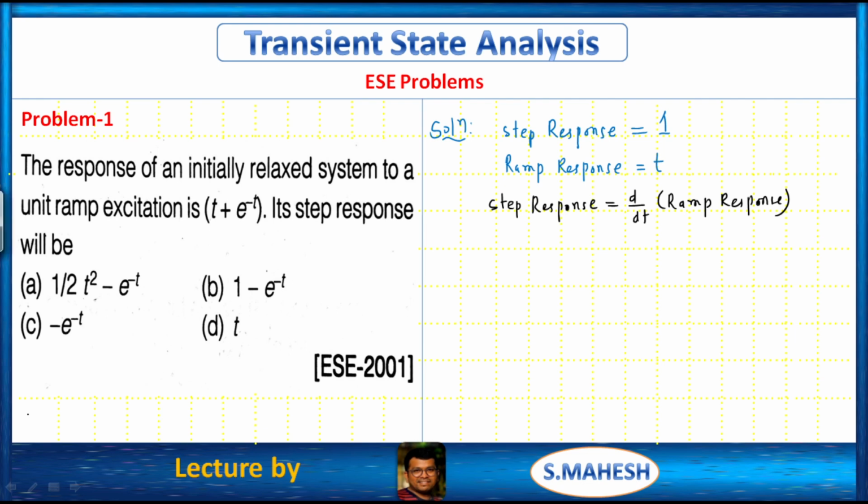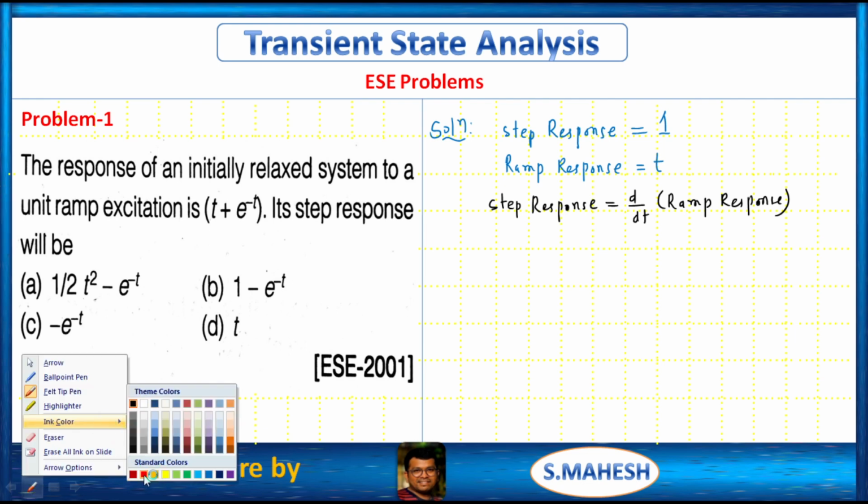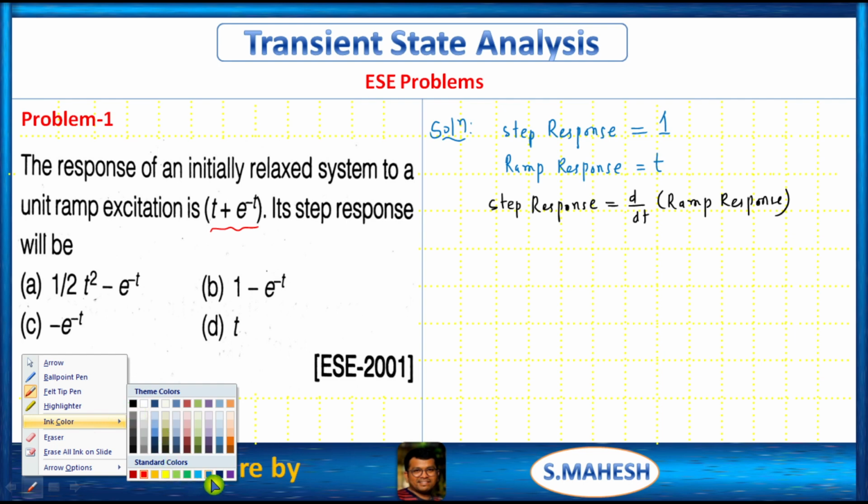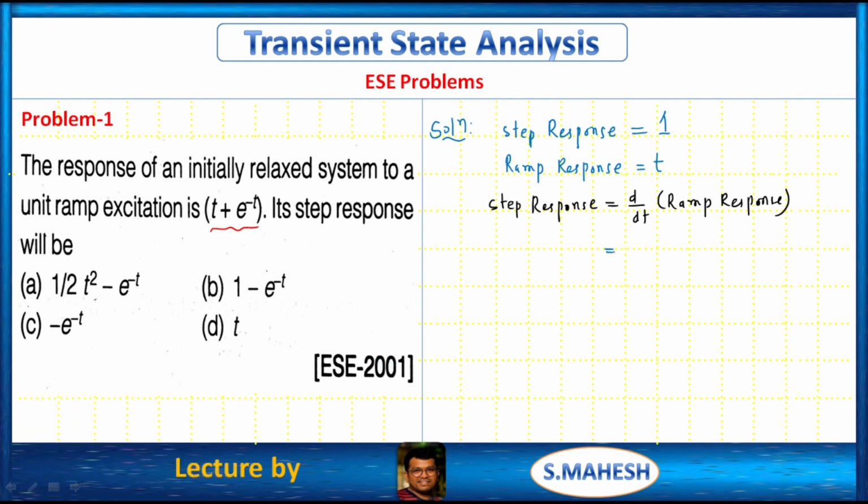Therefore, given that the ramp response is t plus e power minus t, to get the step response we have to differentiate that ramp, which is equal to d by dt of that. This is the example, right? From this example, we can conclude that the step response is nothing but the differentiation of the ramp response.